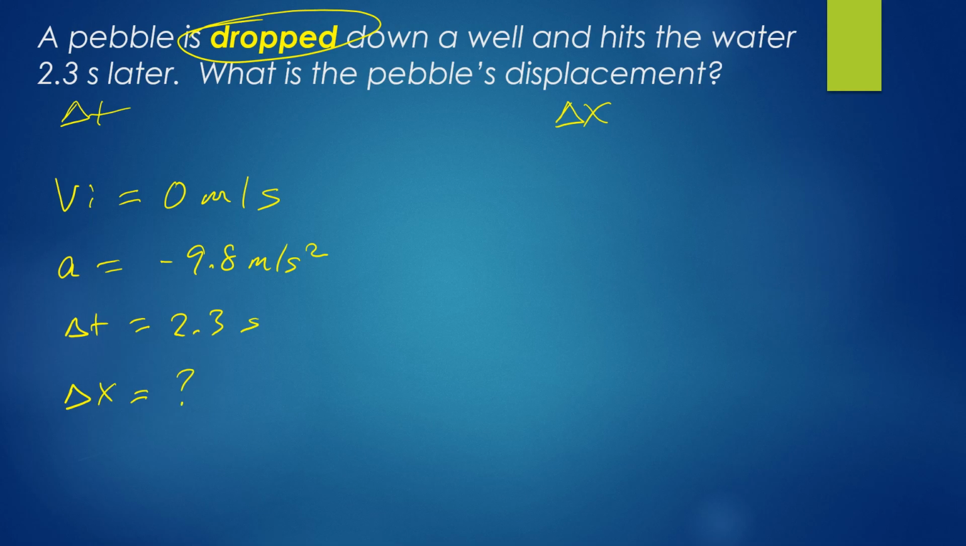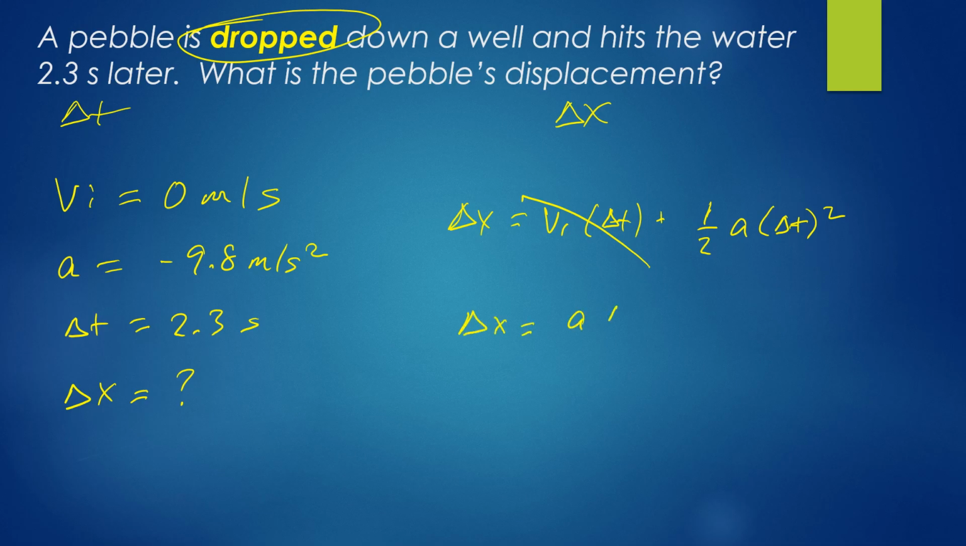So the formula I'm going to use is delta x equals Vi times delta t plus half a delta t squared. Again, I'm trying to find delta x, and luckily I'm dropping this, so this is 0. So delta x equals a times t squared divided by 2. I don't need to rearrange it per se because I'm not trying to find time. So I just need to plug in my numbers.